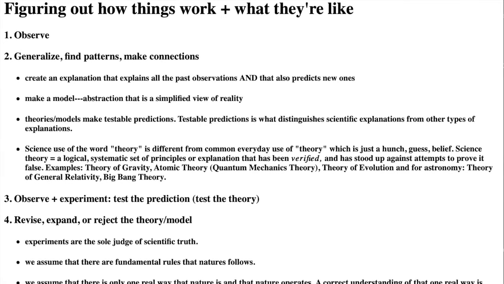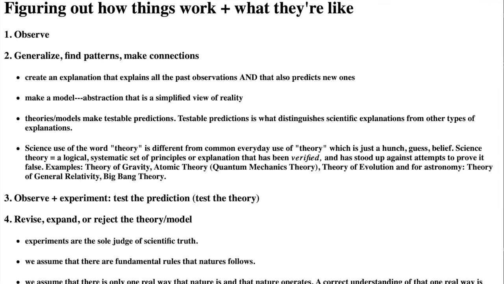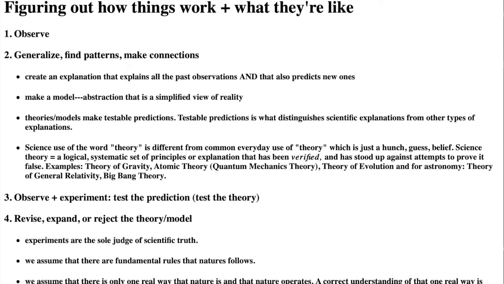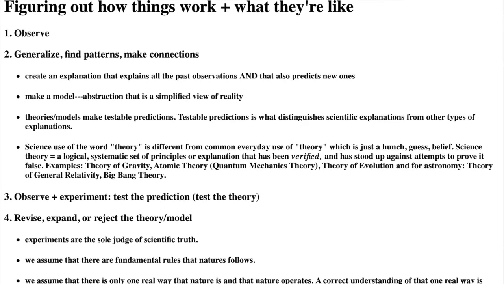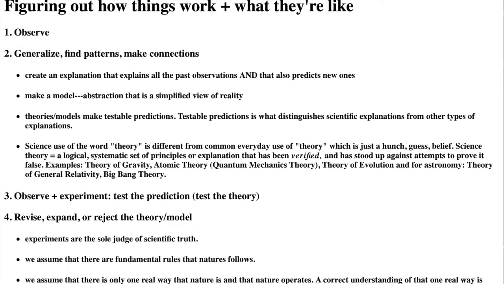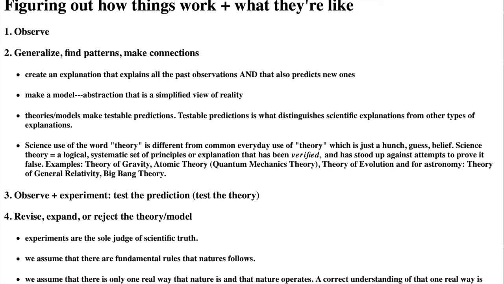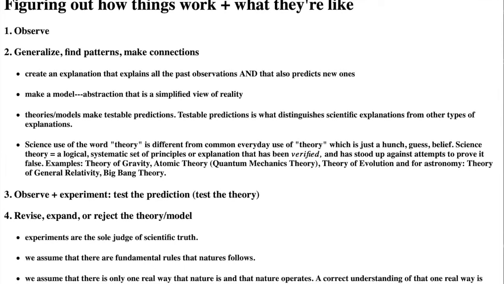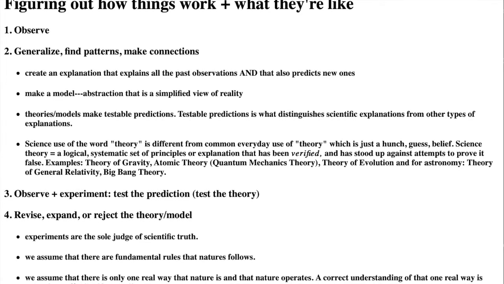From observations of many different events and situations, scientists try to find patterns and create generalizations as to the underlying fundamental processes involved. We create an explanation that explains all the past observations and that also predicts new ones. Scientists will create models to help them focus on the basic fundamental processes. In this context, a model is an abstract construct or idea that is a simplified view of reality, not something made out of paper, wood, or plastic, or some good-looking person.